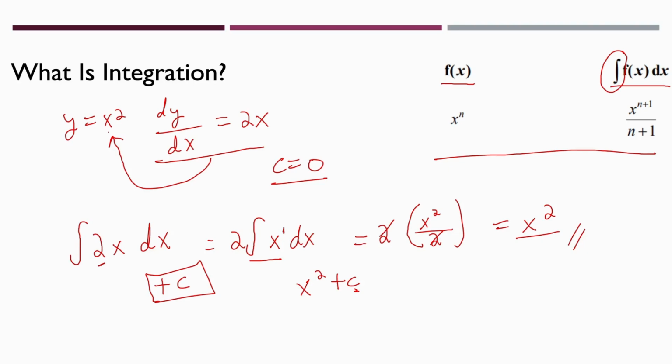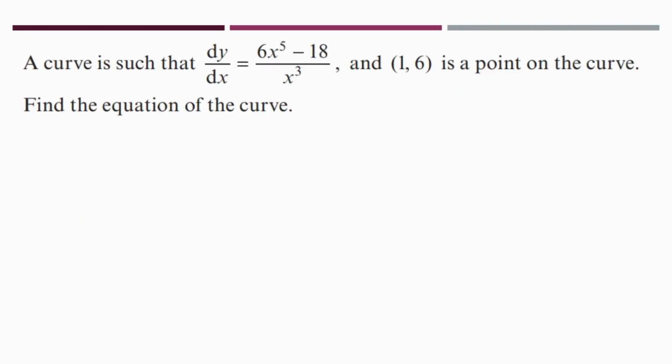Alright, so let's move on to an example question that might help explain it a bit more. So alright, here we have the question: a curve is such that dy over dx is equal to 6x raised to the power of 5 minus 18 over x cubed, and one point on the curve is given. Find the equation of the curve. As you can see, we have to find the equation of the curve, so this is going to be integration.